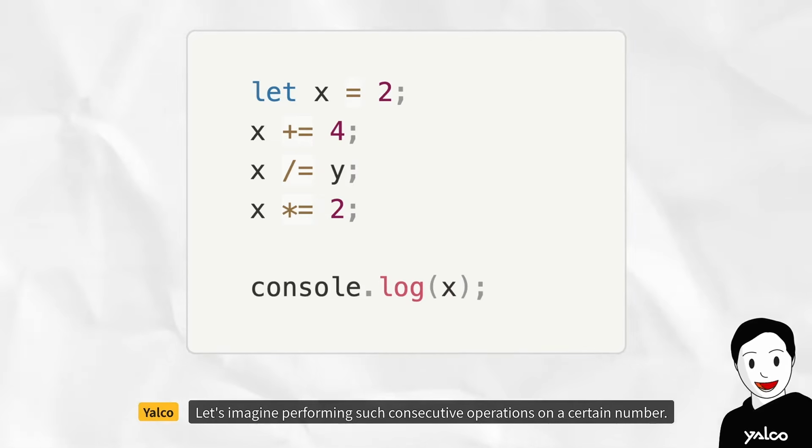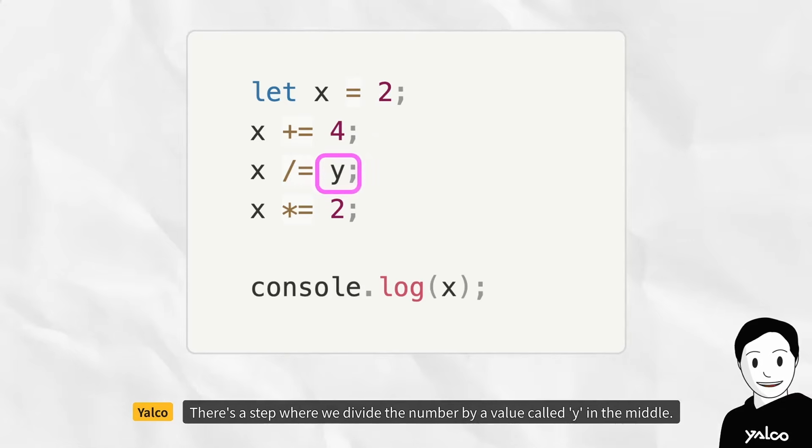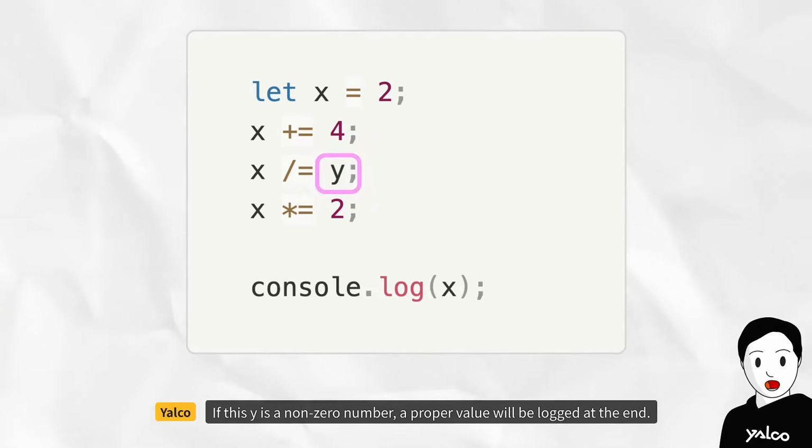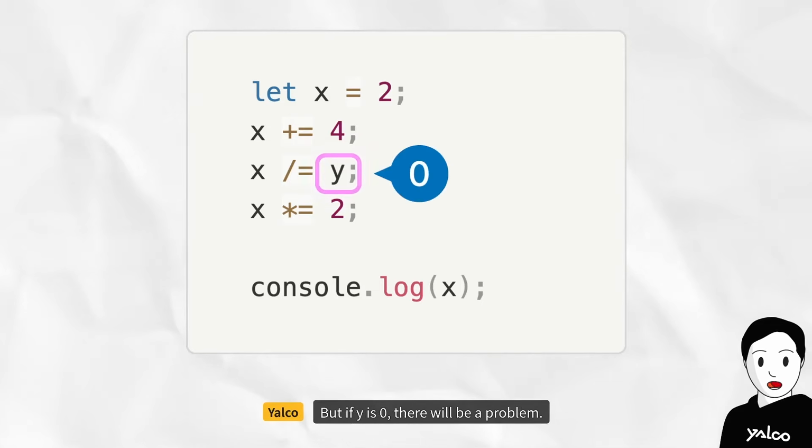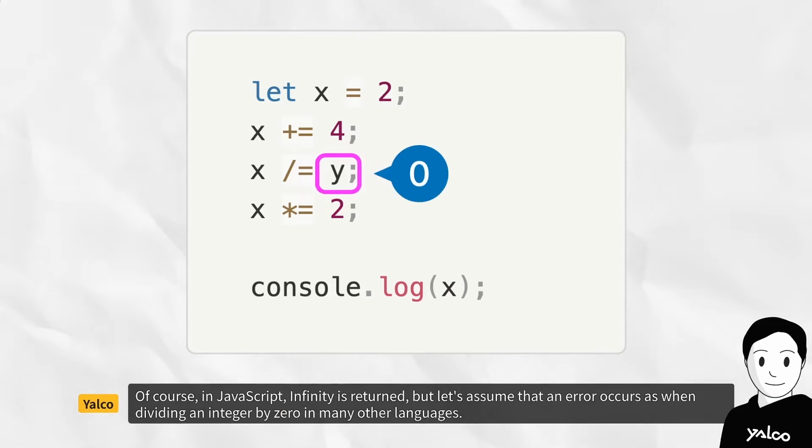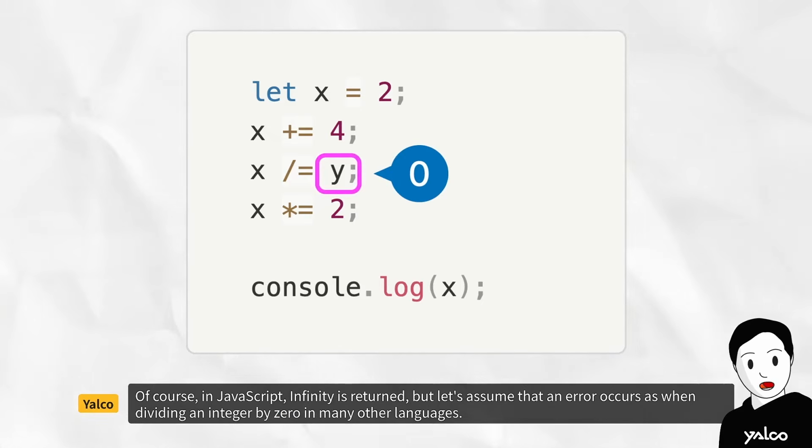Let's imagine performing such consecutive operations on a certain number. There's a step where we divide the number by a value called y in the middle. If this y is a non-zero number, a proper value will be logged at the end. But if y is 0, there will be a problem. Of course, in JavaScript, infinity is returned, but let's assume that an error occurs as when dividing an integer by 0 in many other languages.